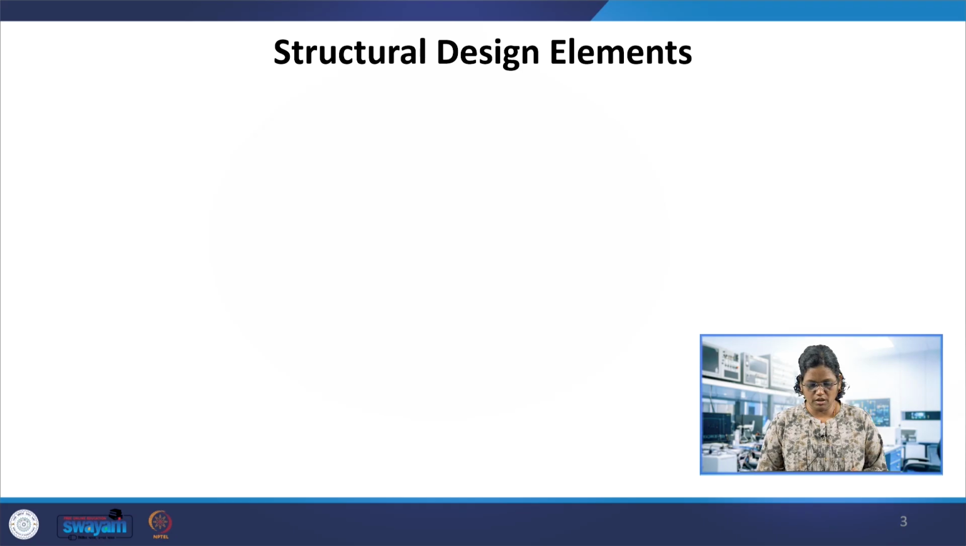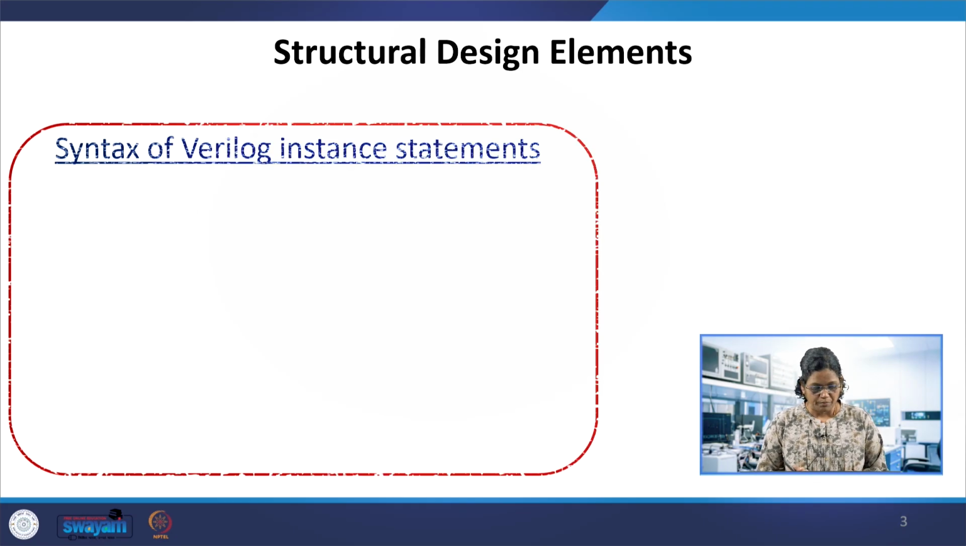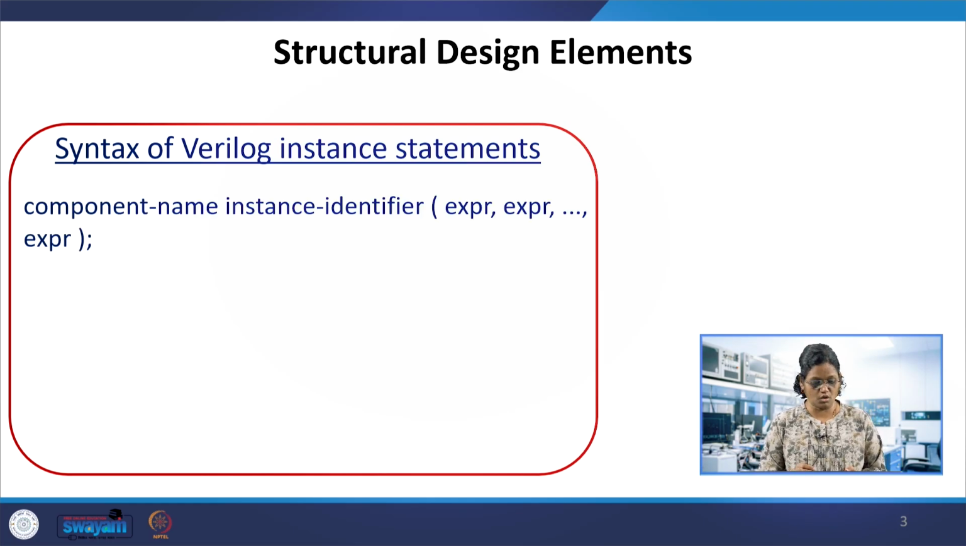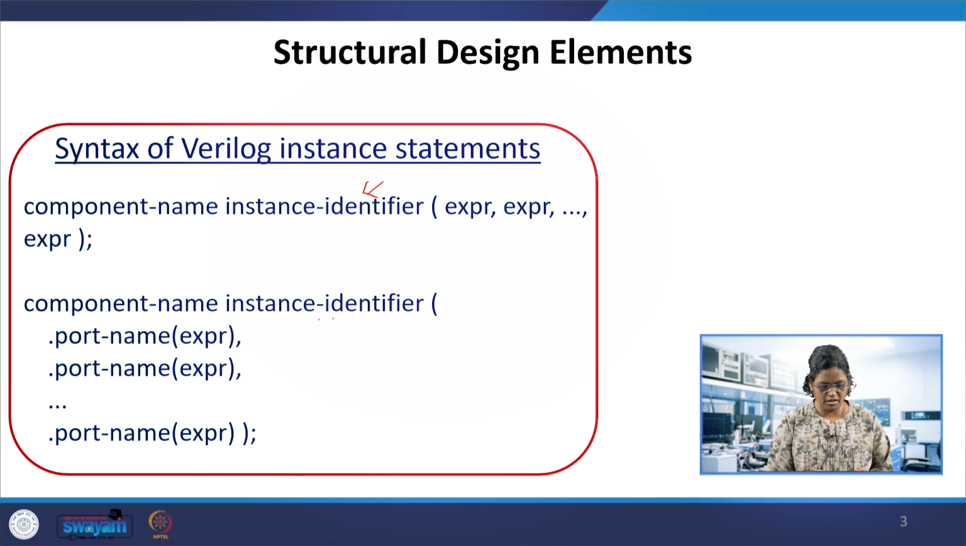So, we look into the structural design elements Verilog offers for combinational logic. The syntax of Verilog instance statements, which I had shown already: the component name and then the instance identifier, with expressions 1, 2, 3 as required. This is the first format. The second format is the component name and instance identifier, then dot port name with expression, port name and expression, port name and expression. So, instantiation of the module can be in two formats.